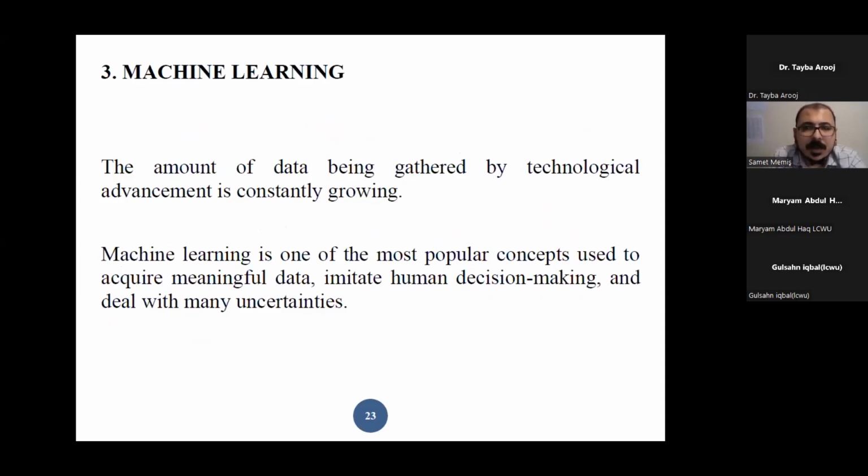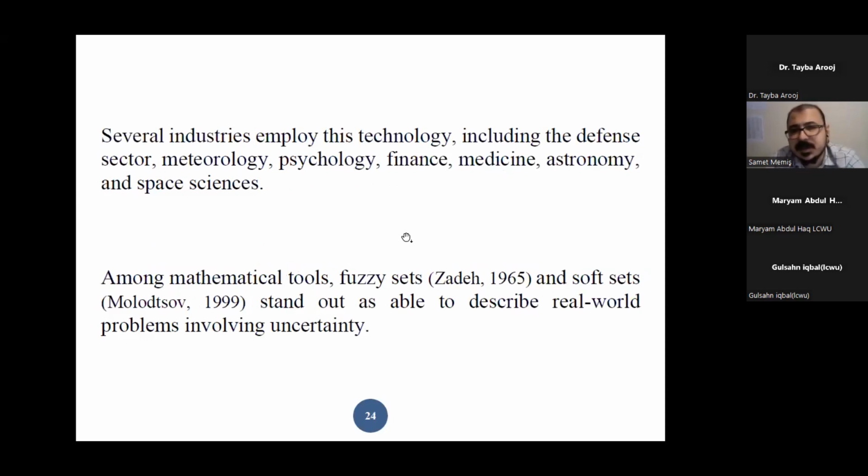Now, I can say something about machine learning in general. Machine learning or artificial intelligence is a very popular topic in the world. I think everybody knows this concept, but I mention some general properties. The amount of data being gathered by technological advancement is constantly growing, we know. Machine learning is one of the most popular concepts used to acquire meaningful data, imitate human decision making, and deal with many uncertainties. Several industries employ this technology, including the defense sector, meteorology, psychology, finance, medicine, astronomy, and space sciences.